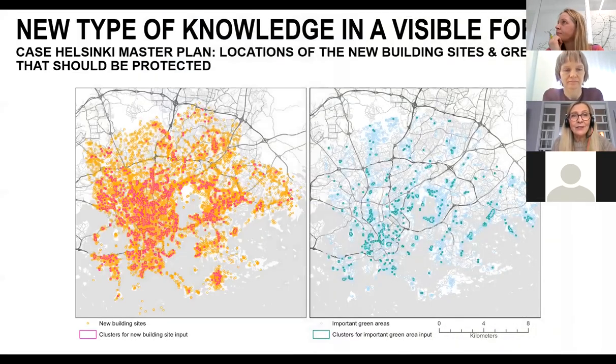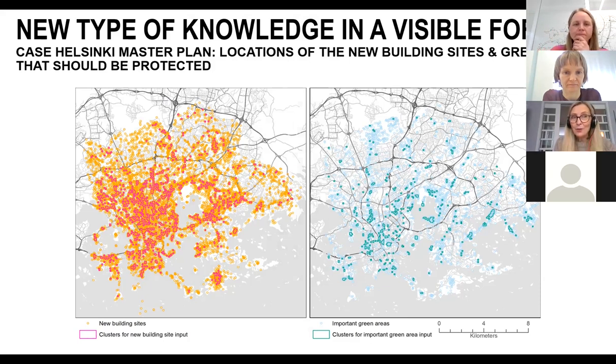And yes, it is clear that as soon as you have map-based knowledge, it's easy to visualize that knowledge. For example, here on the left, you can see the places in Helsinki Master Plan project where people might want to locate new infill projects. And on the right, those areas that should be protected. And actually, as soon as you start putting dots on the map, the knowledge, the information starts to have quite a lot of political power too. And maybe especially exactly because it is so easy to understand and easy to visualize.